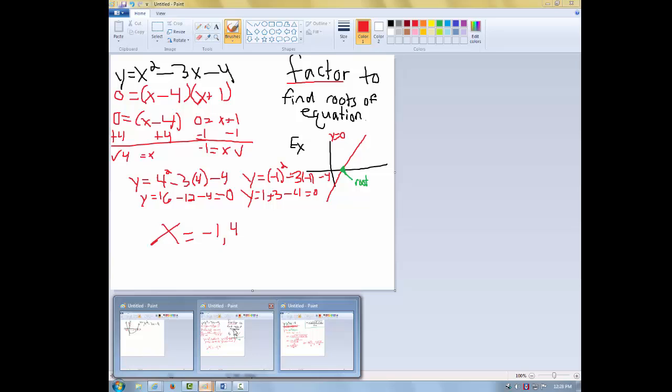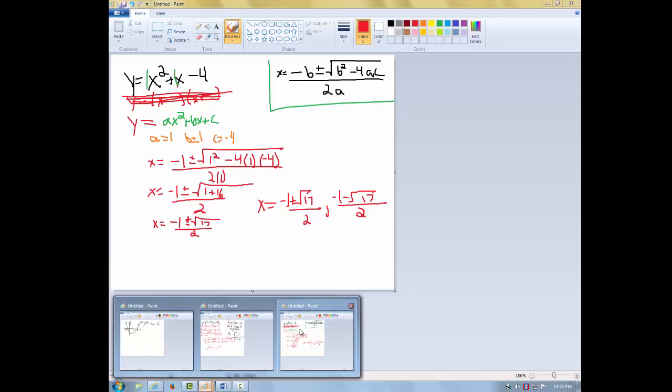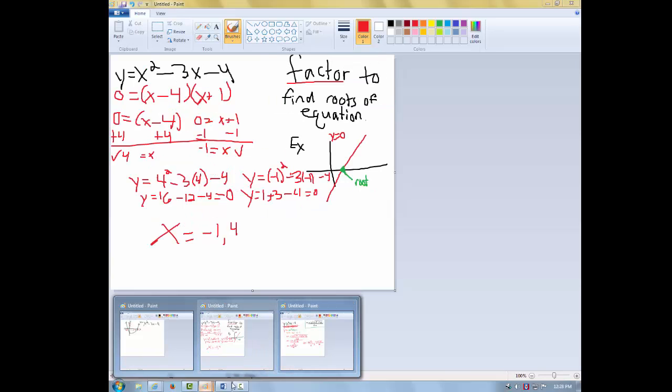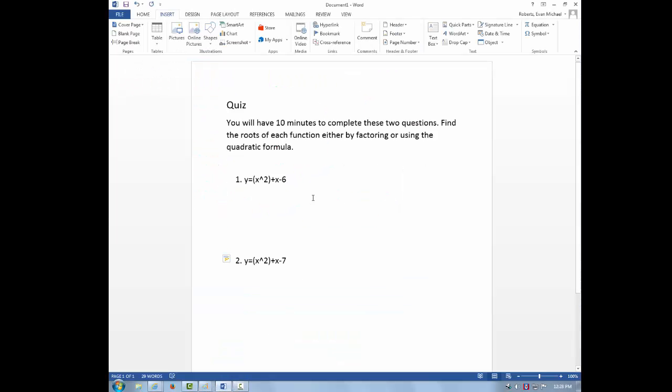So remember that there's factoring and there is the use of the quadratic formula. So now that you know the two different ways, we're going to have a little assessment over what you've learned. And this will be your quiz that you have to take, and you'll have 10 minutes to complete it. And you can use either the factoring method or the quadratic formula to find the roots of equations.